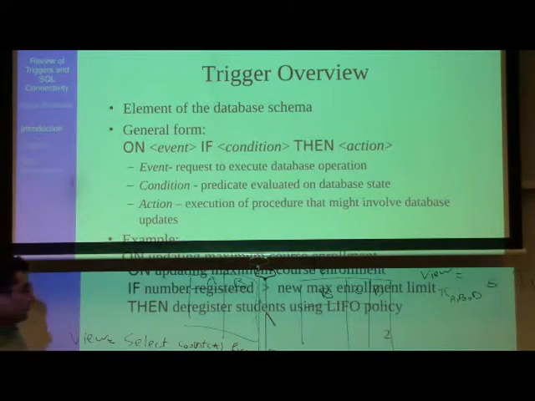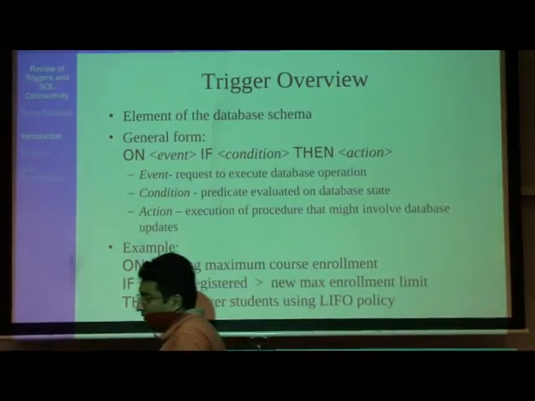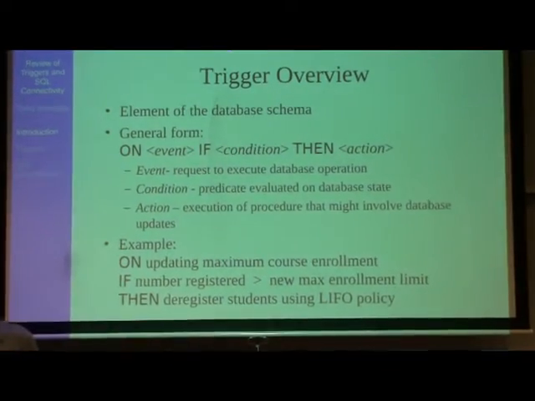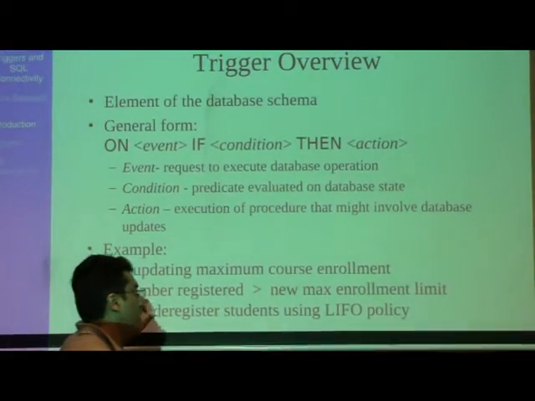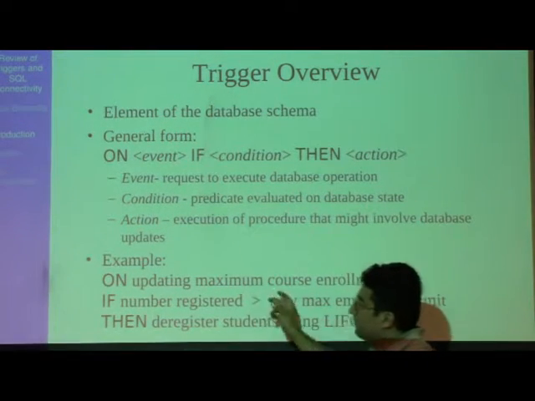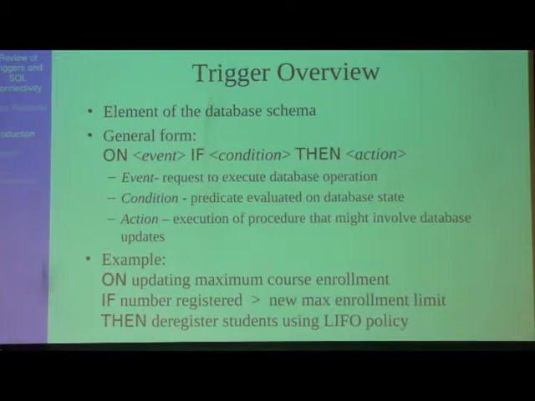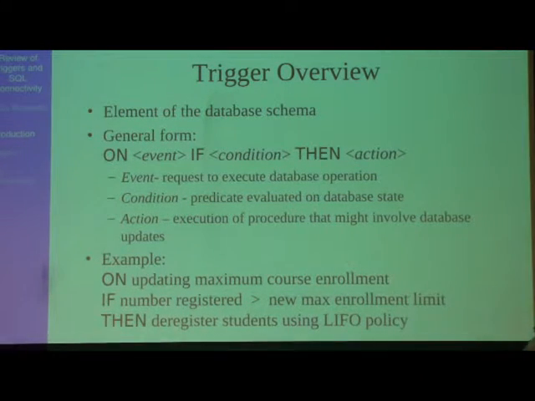So for example here, we have this trigger that is triggered and that is basically turned on when we are changing the maximum course enrollment. Then in that case, we are checking if the number of the registered course is still greater than the updated number. So can you explain what does it mean?